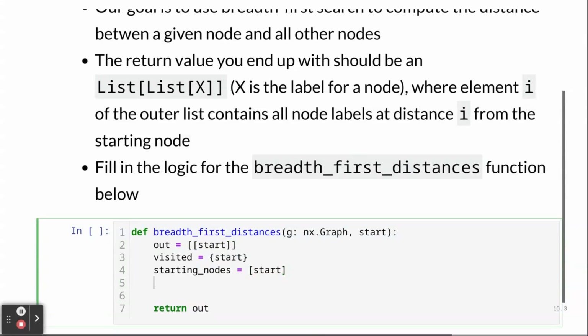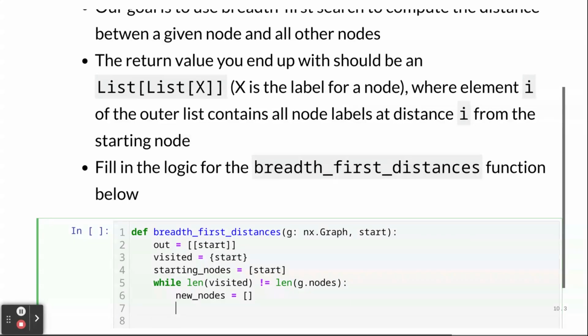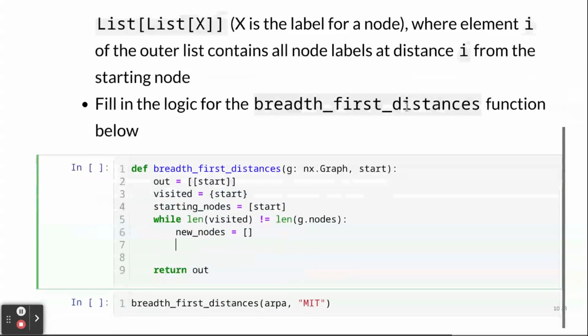Okay, so then what I'm going to do is I'm going to say while the length of visited is not equal to the length of g.nodes, no, I haven't found everything. I need to keep working. Then I'll say, okay, my new nodes, I'm going to just create an empty list that I'll add on to. And I will start to consider all of the neighbors of these nodes.